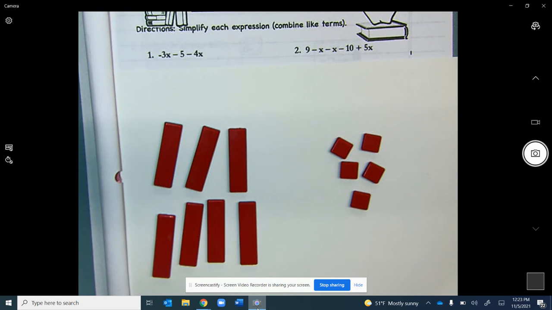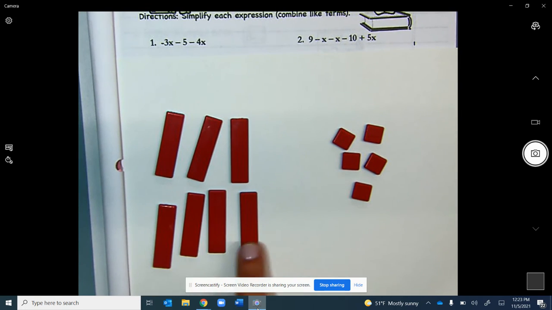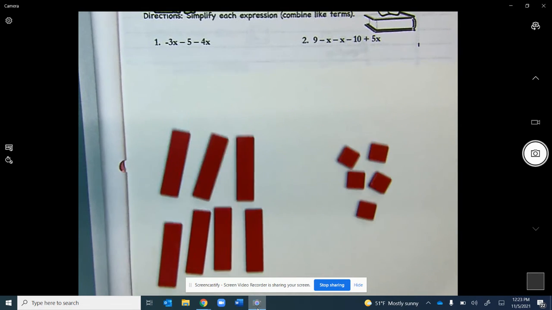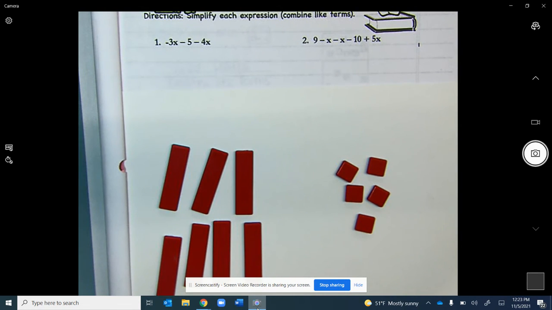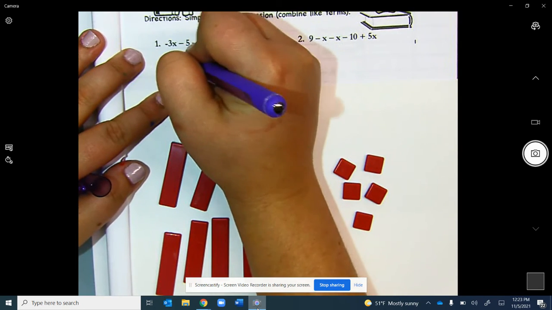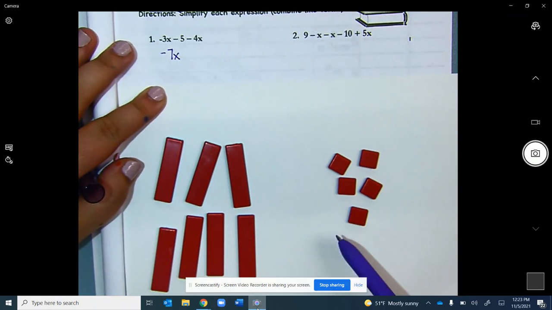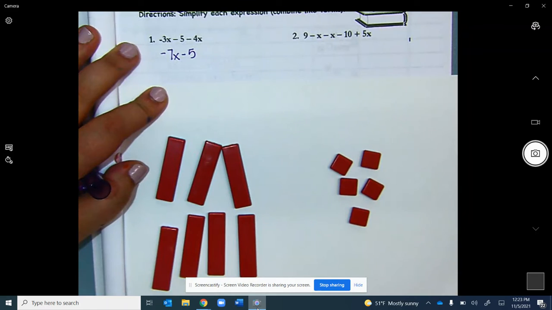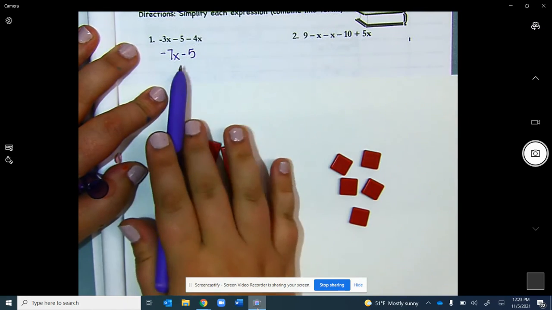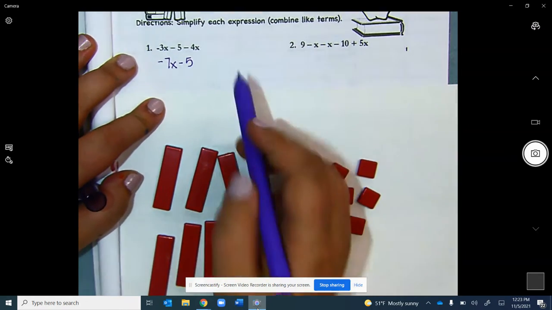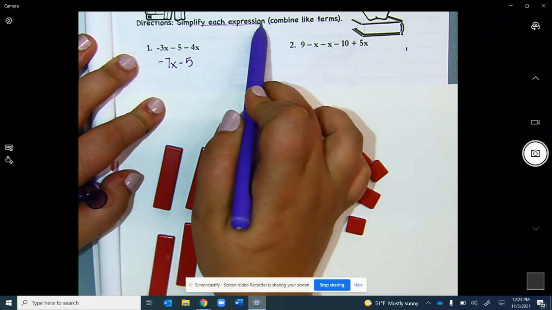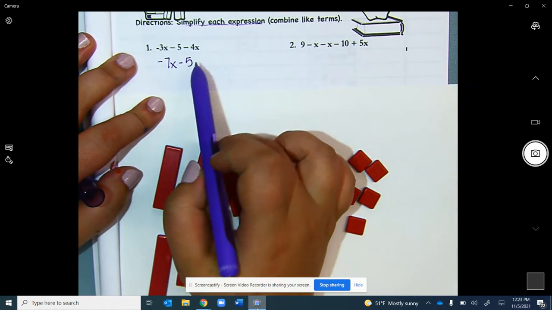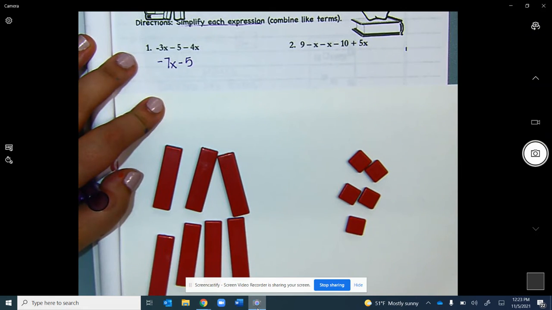So I'm just going to put together what I have, which is 1, 2, 3, 4, 5, 6, 7 negative x's. So I'm going to write minus 7x. And then I have 5 negative tiles, -1s, so I'm going to write minus 5. Now that is as simple as you can get. So when I tell you to simplify an expression when it has x's in it, you're going to end up with something like this.